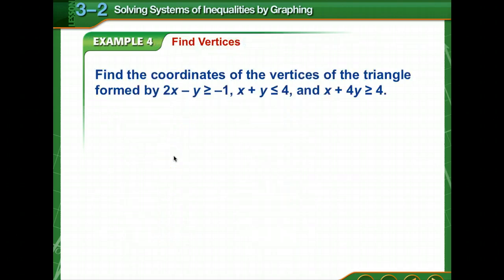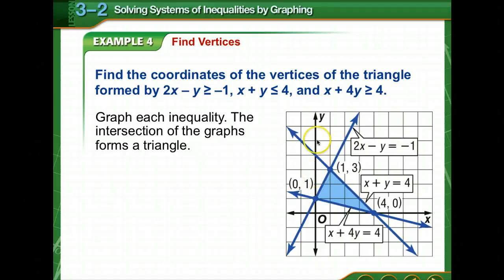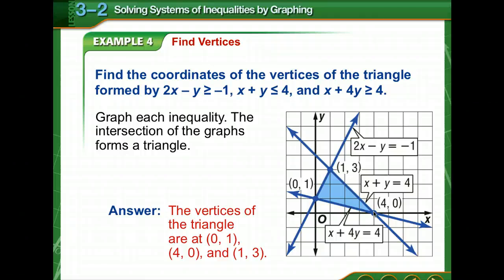Now we're going to find the vertices. They want us to find the coordinates of the vertices of the triangle formed by these 3 equations. This will graph a polygon. The first thing we need to do to find the vertices of an enclosed region is graph each of these inequalities. Then we're going to shade the regions, and then we're going to determine the coordinates of the points at which the boundaries intersect. Here we've graphed each of the inequalities, we've shaded the regions, and here's our intersection. And so the vertices lie at (1, 3), (0, 1), and (4, 0). That wasn't very difficult, was it? Just a little time consuming.